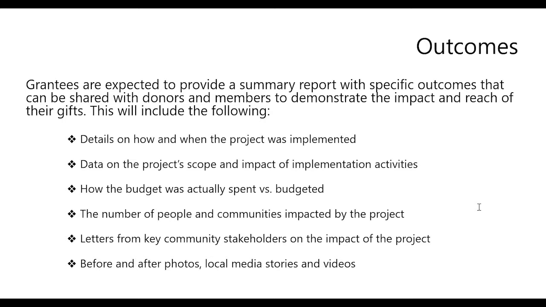So ultimately, if you see the slide in front of you, you want to focus on these 6 bullet points, okay? We want to understand how and when the project is implemented. We would like to have data on the scope and impact of the implementation activities, how the budget was actually spent versus budgeted, the number of people and communities impacted by the project. We'd like to have letters from key community stakeholders on the impact. Before and after photos are very important, and local media stories and videos. And if you can think of something else that we didn't think of that would be helpful in this area, again, we want to encourage creative ideas.